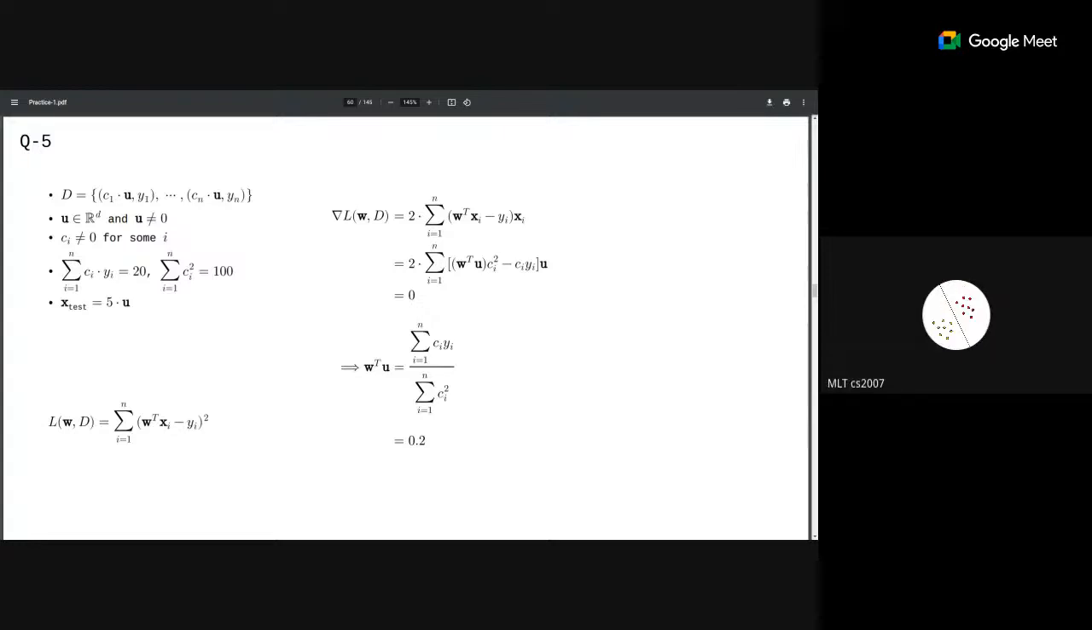So what is the prediction for X test? X test is 5 times U. Does everyone see this? So what will be the prediction for a new data point? In linear regression, what is the predicted label for a new data point? It's just W transpose into X test. So now substitute the X test as 5 times U.